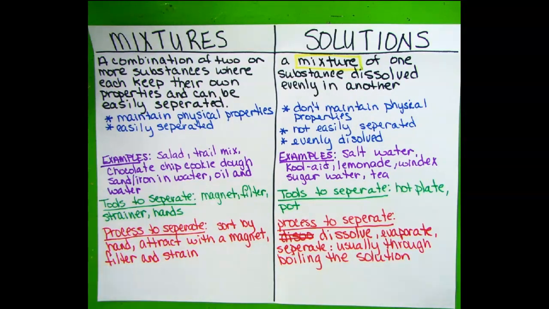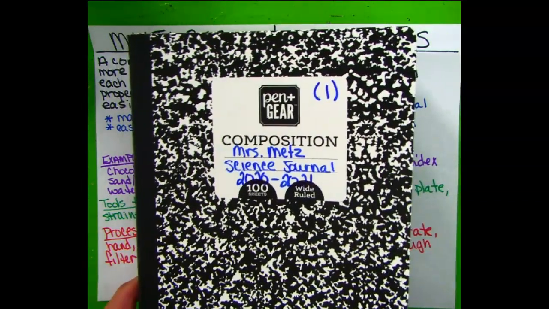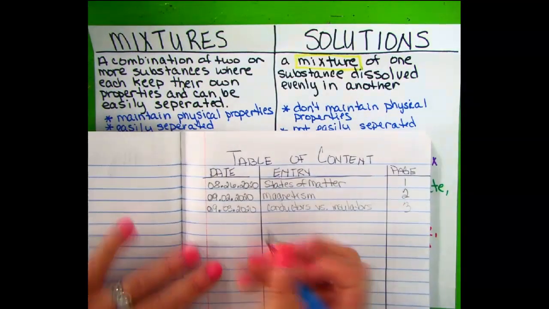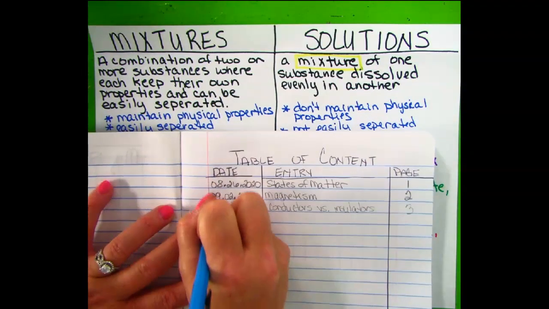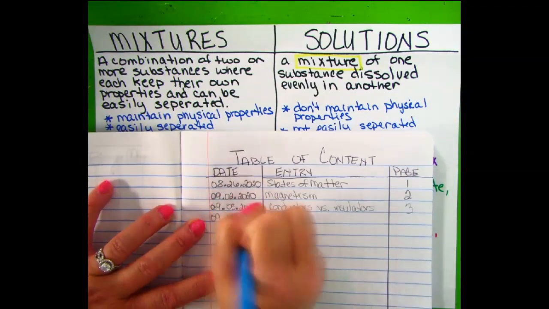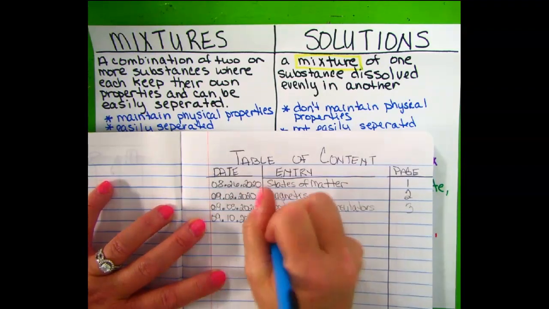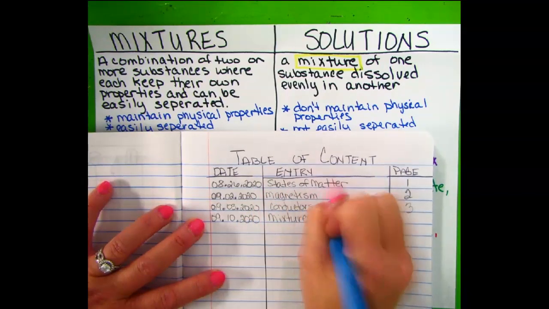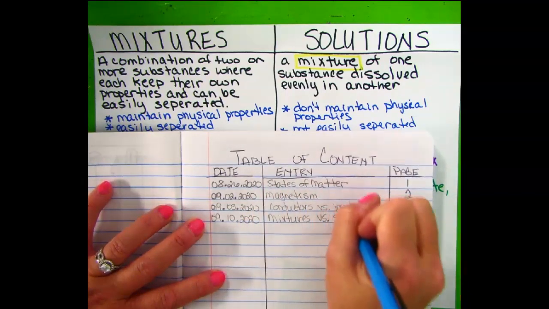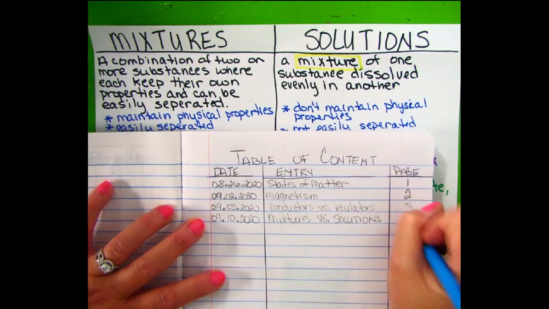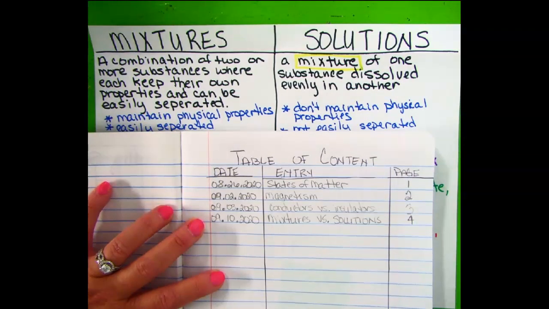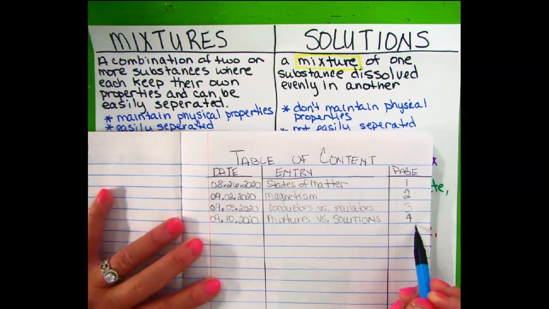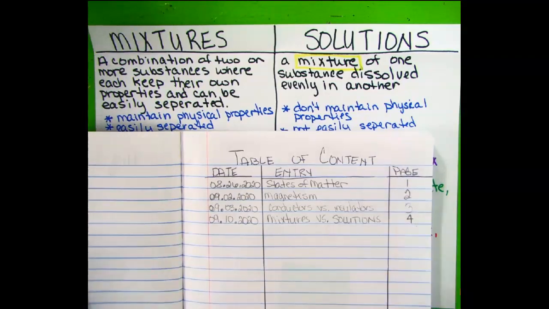So, I have my journal. You need your journal, okay? This is going to be on page 4, so I'm going to put the date. Remember, you have to put the date. Today's date is the 10th. This is mixtures versus solutions. And I'm going to glue it on page 4. So when you go to put it in your journal, you should have 4 entries by now, right? We should have 4 entries, 4 things that we've done.